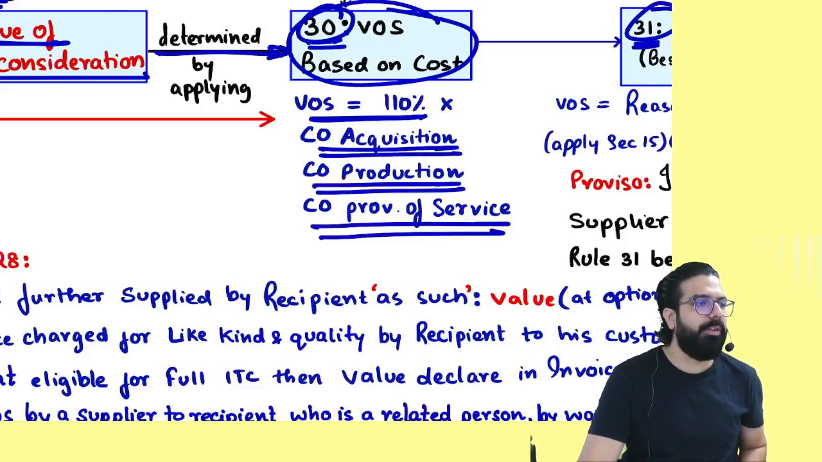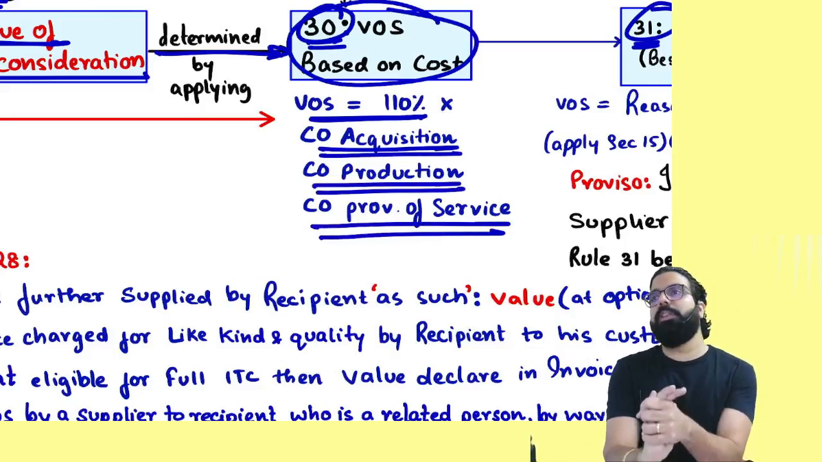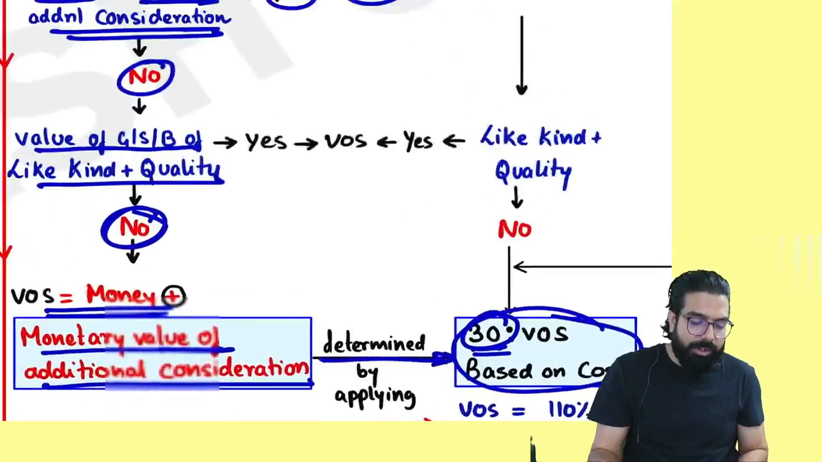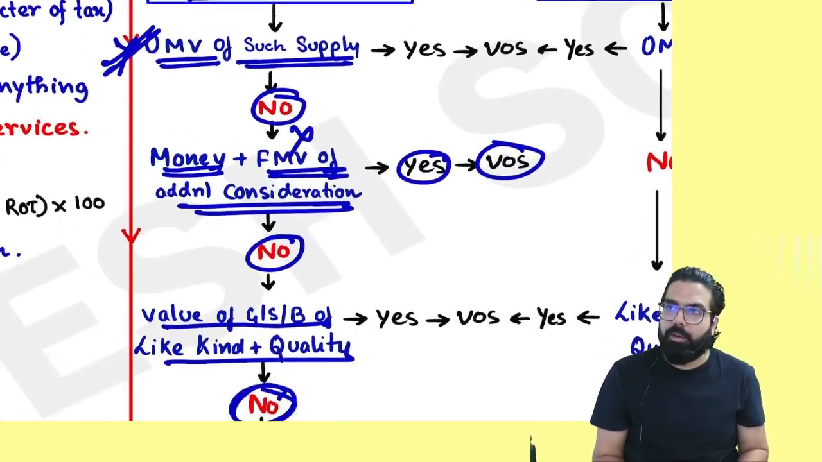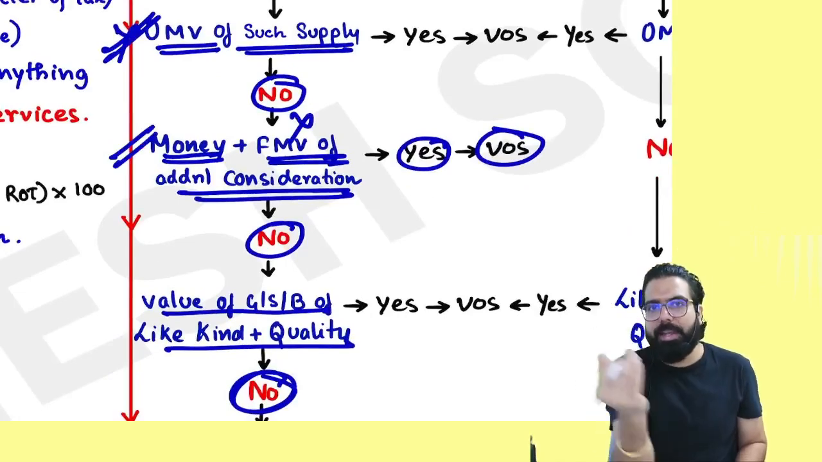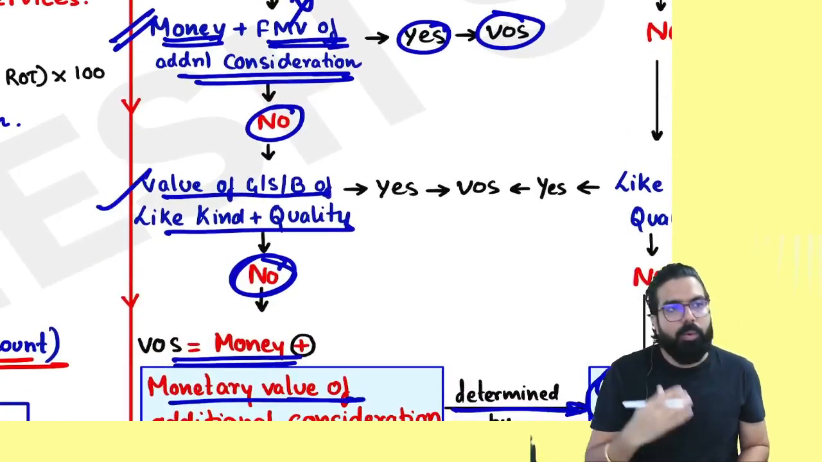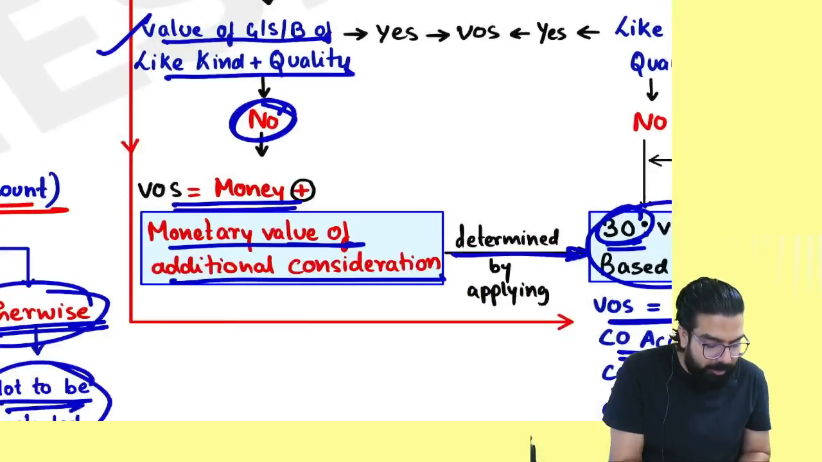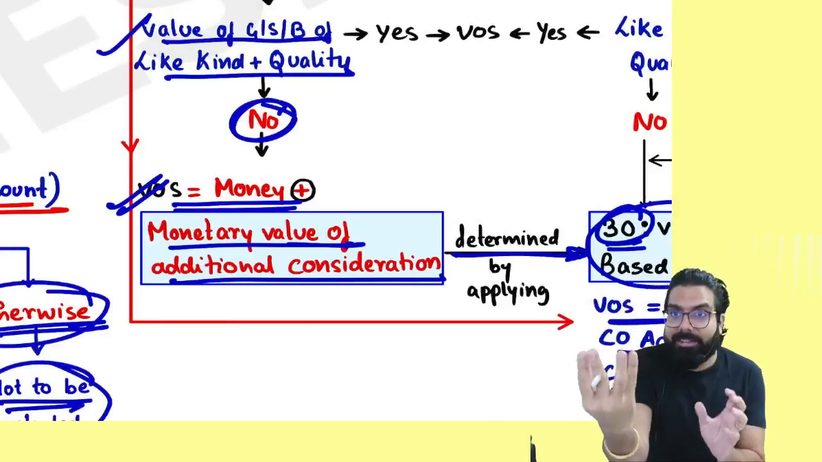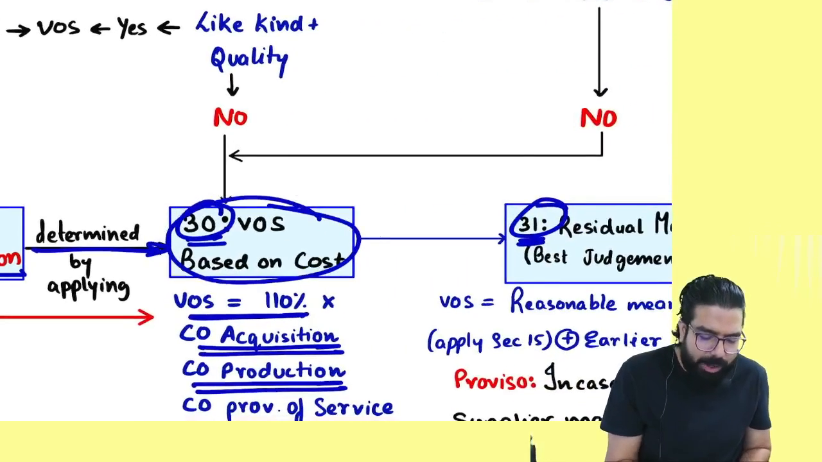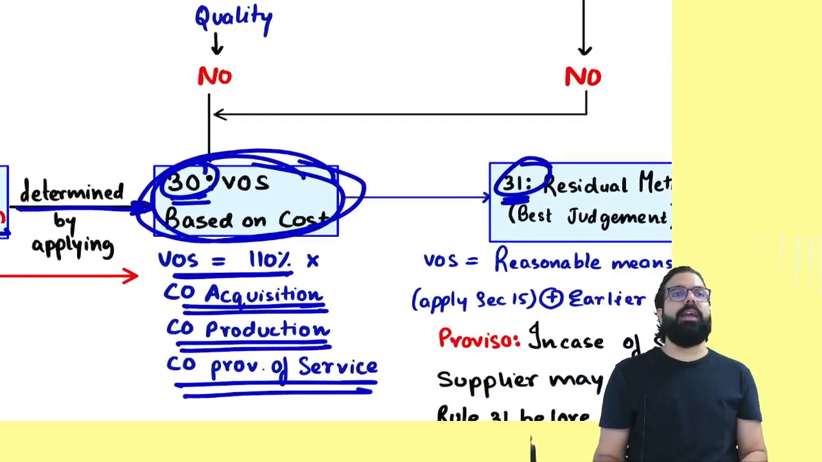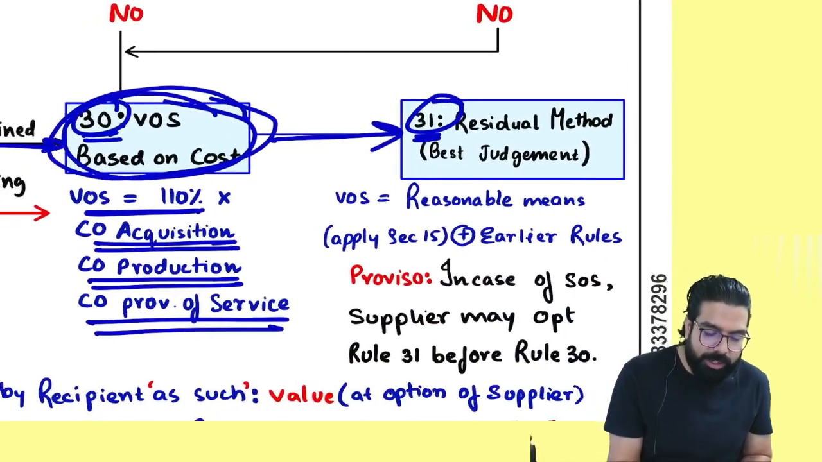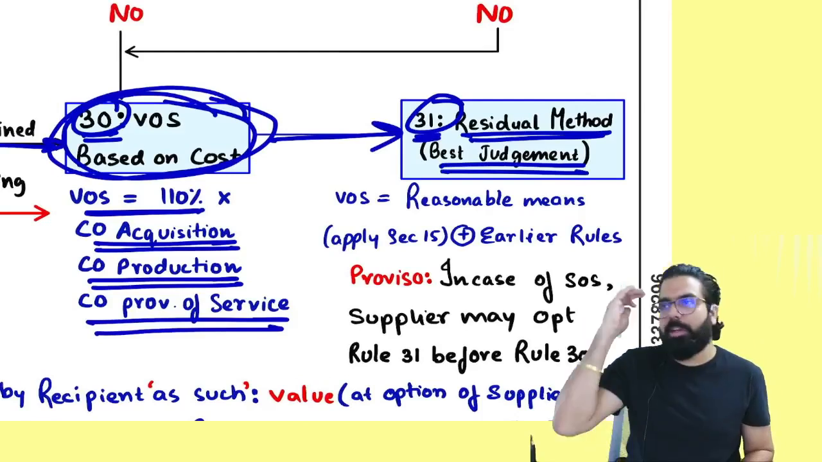Everyone over here. Just a second. Tell me one thing. First of all, if I give you some service, what will you take? The value as open market value. Secondly, the money which you gave, and the fair market value. If that is not available, whatever service I gave of the same like kind and quality, if that is also not available, the money which you have given plus the monetary value of the additional consideration, I'll find out by applying rule number 30, which says 110%, and then we can also apply rule number 31, which says residual method, best judgment. You just have to apply your brain.